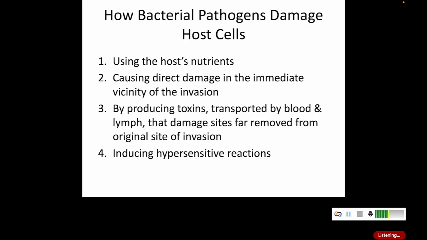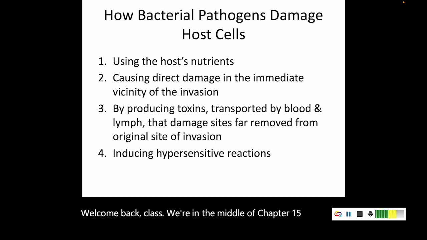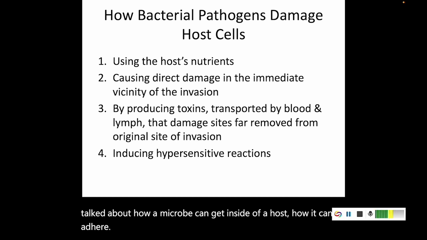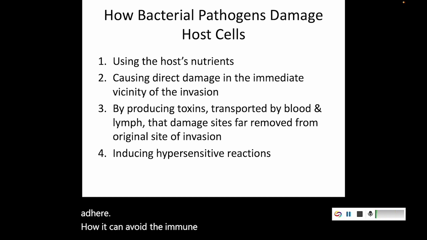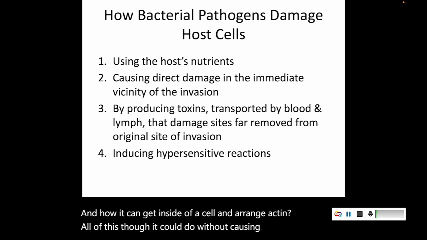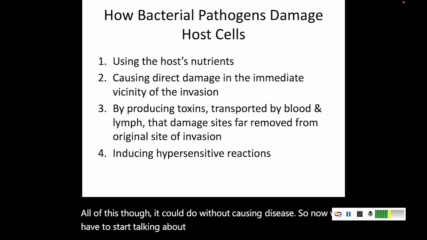Welcome back, class. We're in the middle of chapter 15. We have talked about how a microbe can get inside of a host, how it can adhere, how it can avoid the immune system, and how it can get inside of a cell and arrange actin. All of this, though, it could do without causing disease. So now we have to start talking about what it's actually doing that makes it pathogenic.